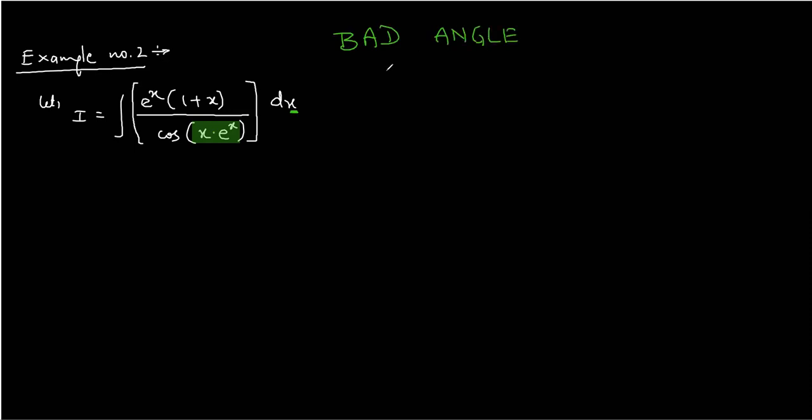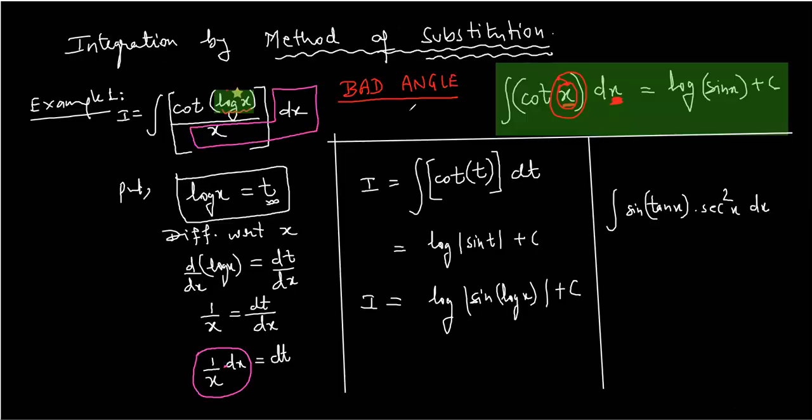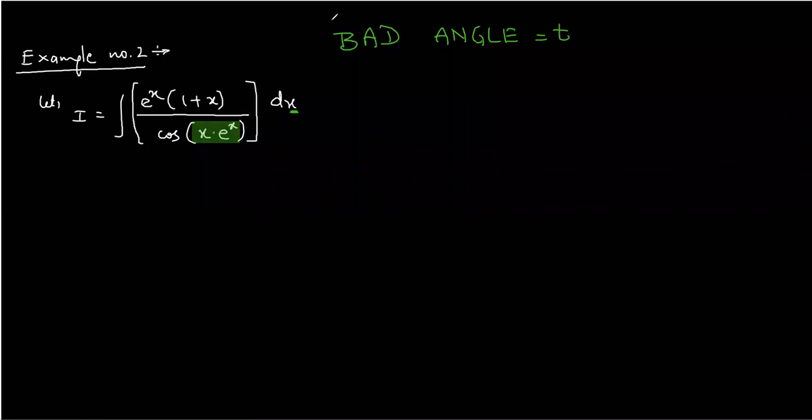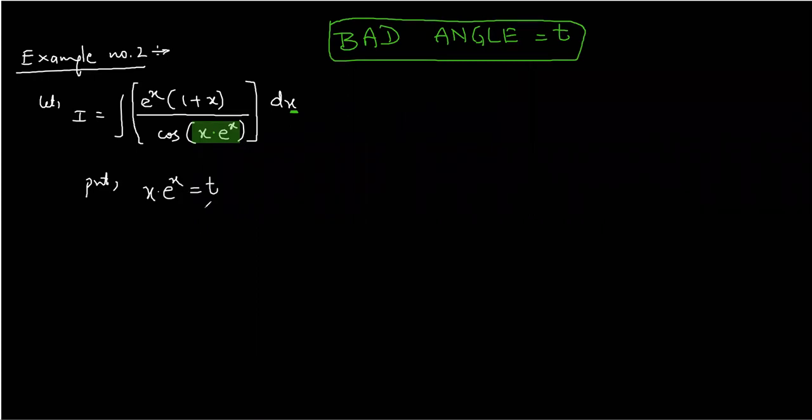And as I told you in the previous question also, when we see a bad angle, we put that bad angle as T. We substitute the bad angle as T. So the same thing I did here, we put the bad angle as T. Okay, this is my first thing. Now this is my substitution, bad angle as T. So I'm going to write here, put x into e raised to x equals T. This is what I will do.